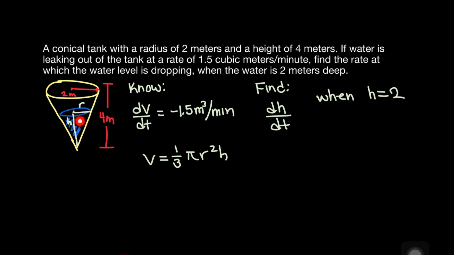And that is a variable. That's actually something that's changing with time. As the water level leaks, that radius is going to get smaller as well. So I really want my equation to only have V's and h's because those are the two derivatives I want to work with here. So I'm going to see if I can get rid of this r.